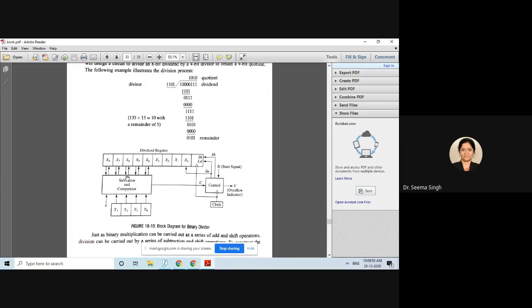And after it is shifted here, you can imagine what will happen. It will have 1 double 0 and double 0, and this 1 double 0 double 0, which is stored in x8 to x4, is compared with y3 y2 y1 y0, and when it compares, it sees that the dividend register bits are higher. So when this is higher, C becomes 1. And when this comparator C becomes 1, it gives the input to the control saying that the dividend is higher than the divisor.